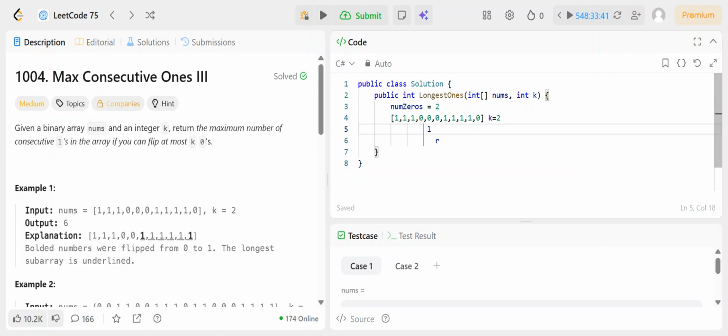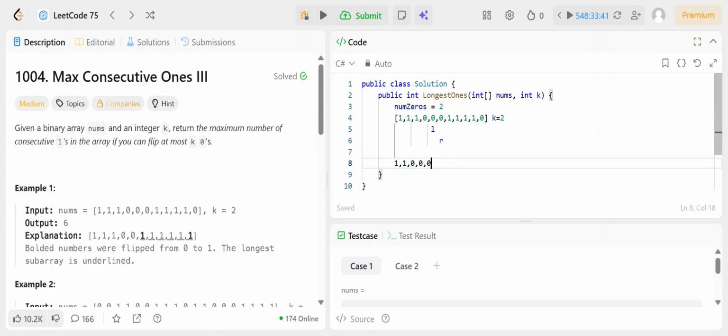What is the point of doing all these things? If you observe, what are the values we have in between left and right? These two values, if you consider this particular array, both 0 and 0, and k equals 2, that means we can convert both zeros to 1, and we can calculate the subarray also.